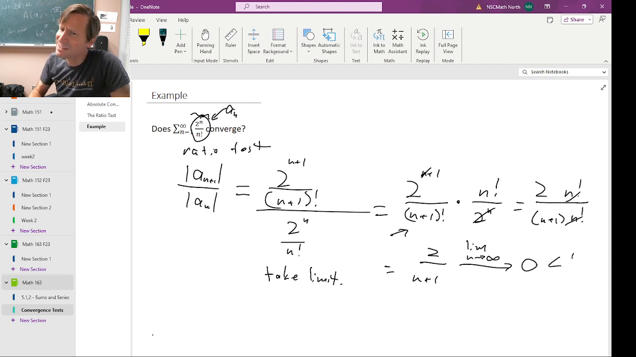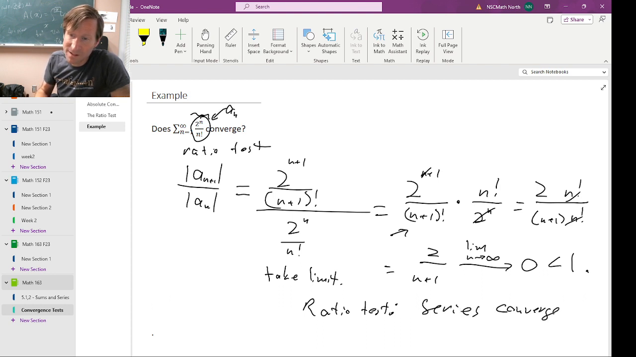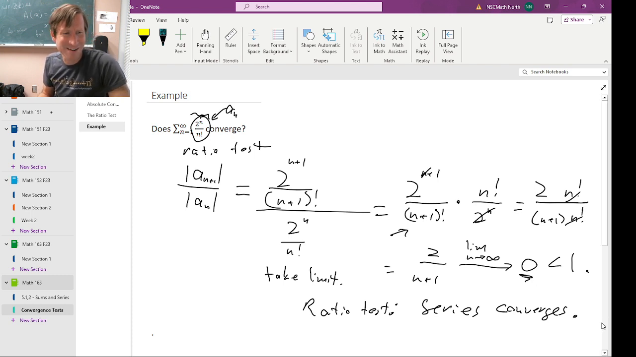Right? 0 is definitely less than 1. So the ratio test says that our series converges. In fact, since this limit was 0, it wasn't even a very close thing. This series converges very quickly. Once you get far enough out in the series, this ratio gets very small very fast. Or the individual terms get very small very fast.